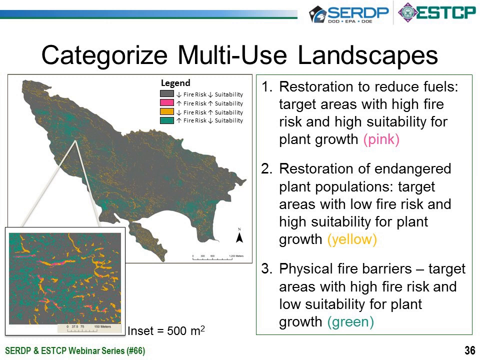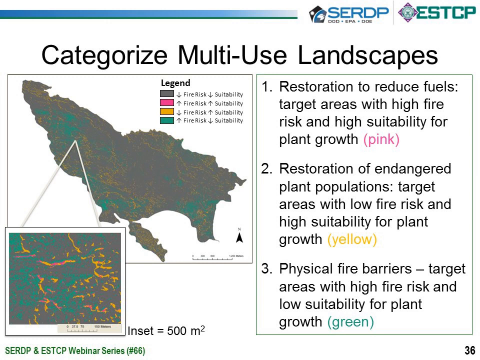So if you look at the entire landscape and you're trying to figure out where to do what activities across the area, if you are interested in restoration to reduce fuels or to expand your areas of conservation, you would select areas that have high fire risk, so that would be high grass understory, but high suitability for plant growth. That would be the areas that have a tree and shrub overstory, so those would be the pink areas. If you're interested in restoration of endangered plant populations, so your very high biovalue plants, you would target the areas with low fire risk and high suitability for plant growth, and those would be the yellow areas.